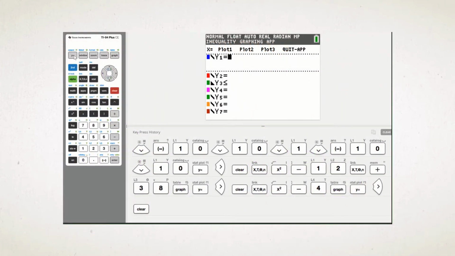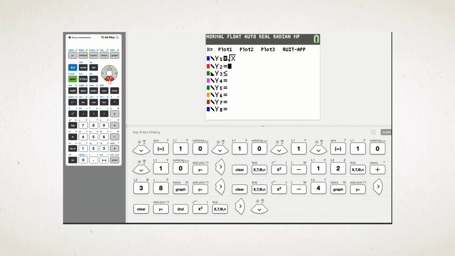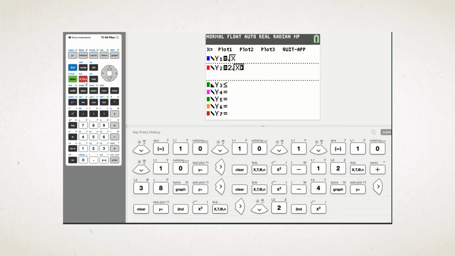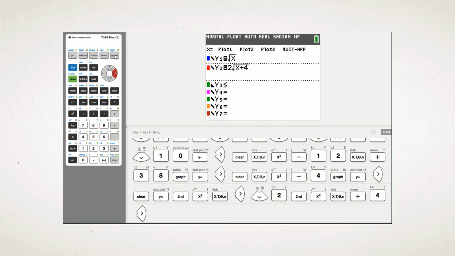All right, we're over here on the calculator. I'm sitting here in y equals. I first want to graph the parent function. So I'm going to hit second, square root, or second x squared, which gives me the square root function, and I'm just going to put in x. Now I'm going to graph our first example, which was 2 times the square root of x plus 4. And we're going to close the radical. Let's take a look at the graph of these two.